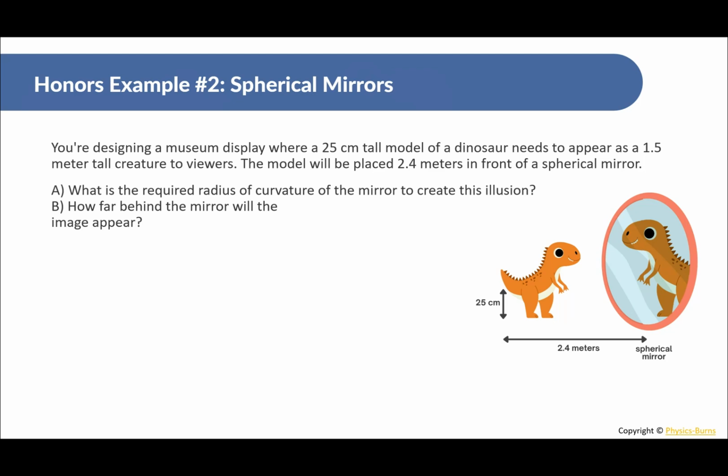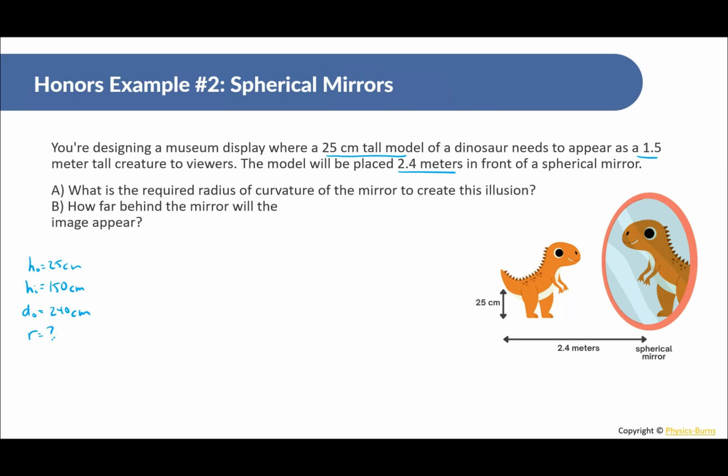Okay, so again, let's write down everything we know. 25 centimeter tall model, so height of object is 25 centimeters. Needs to appear 1.5 meters tall. So the height of the image needs to be 1.5 meters or 150 centimeters. The model will be placed 2.4 meters in front of the spherical mirror. Okay, so distance of object is 240 centimeters. And we're looking for the radius of curvature.